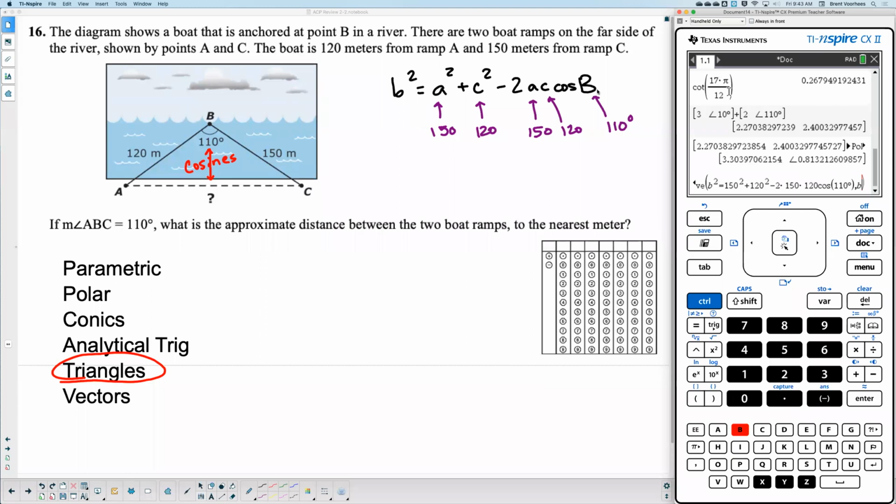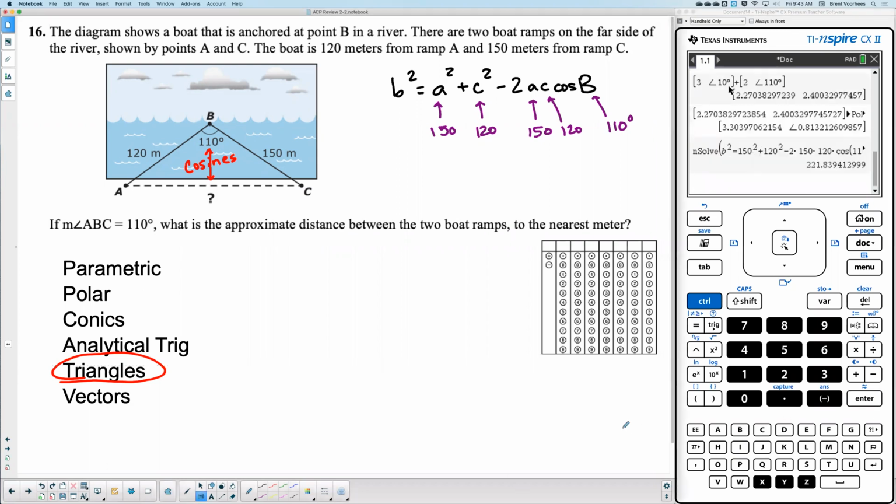5, 4, 3, 2, 1. What are you getting? 221.8, and it says round to the nearest meter. So 222 meters. 222 meters would be the answer. All right, great.